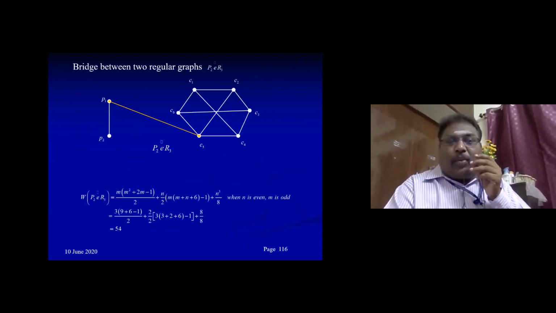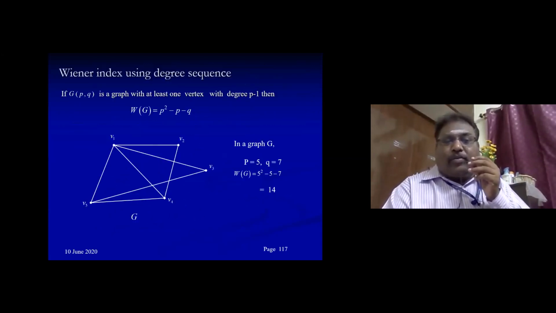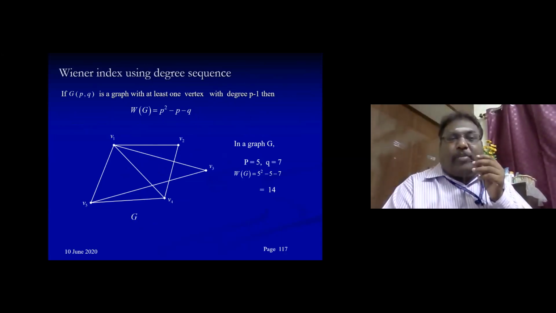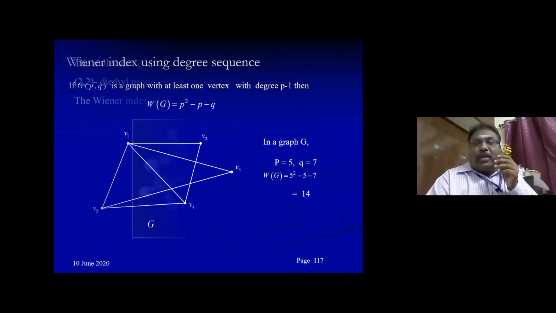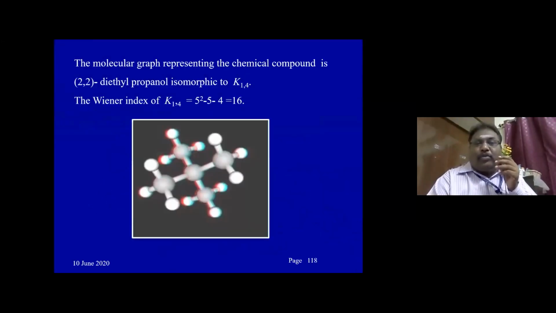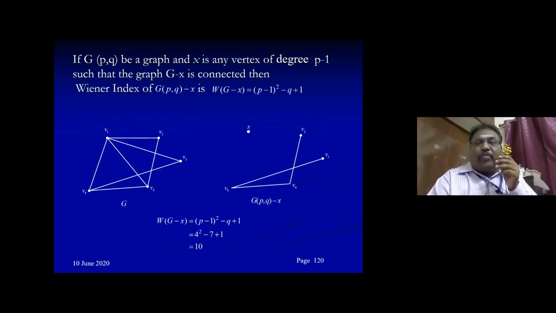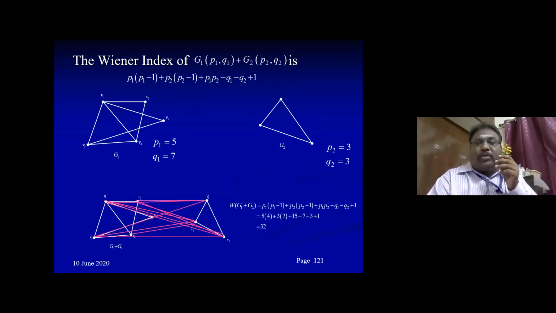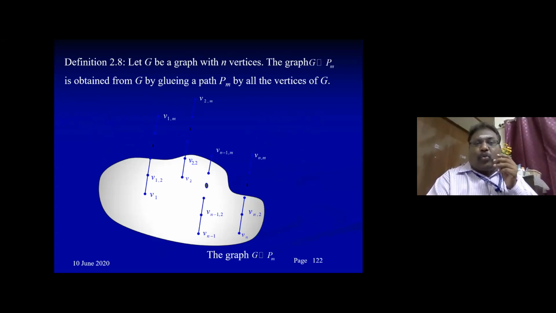So I will quickly move on, all these things are available on the internet. You can get the papers from the internet. For a graph G with at least one vertex of degree P minus 1, in the formula it is P square minus P minus Q. Likewise, we have a few theoretical results for sum of two graphs operation, and so on.